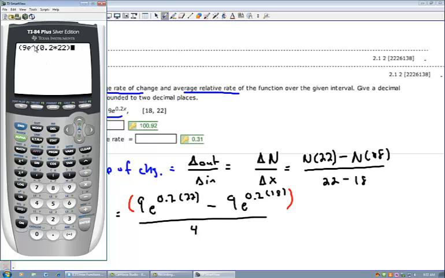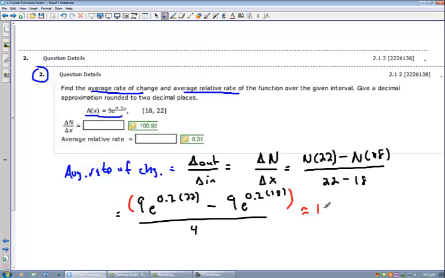In the newer ones, you'll already be up in the power and the exponent, so you just hit over to get out. And then minus 9, and then second ln to get to the e to the, and then 0.2 times 18 in parentheses for the exponent, and parentheses for the expression, and then I just divide by 4. And so this is going to equal approximately, if I round this to 2 decimal places, 100.92. And so that's my answer for the average rate of change.